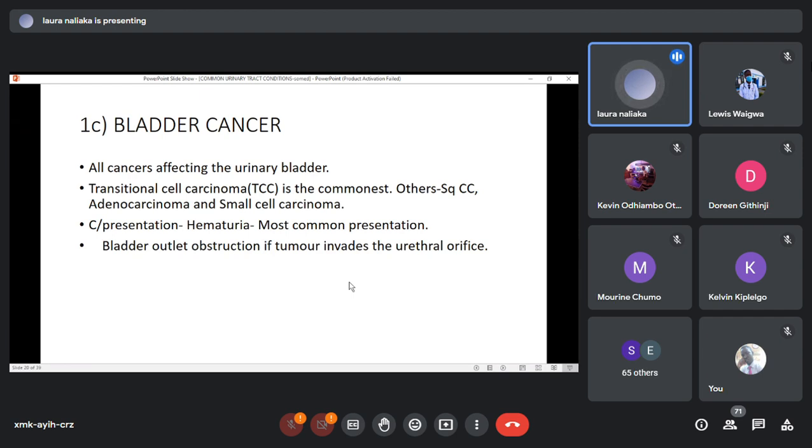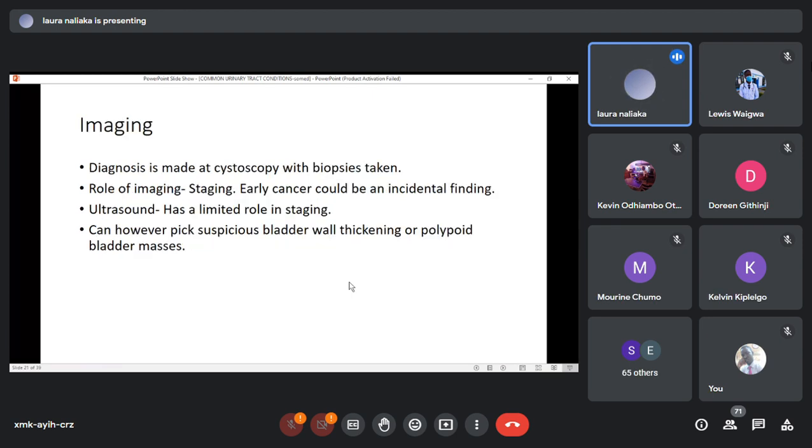Clinical presentation, most commonly is hematuria, but the patient can also present with bladder outlet obstruction, especially if the tumor invades the urethral orifice. Diagnosis is usually made at cystoscopy with biopsy taken, and this is usually done even before imaging.